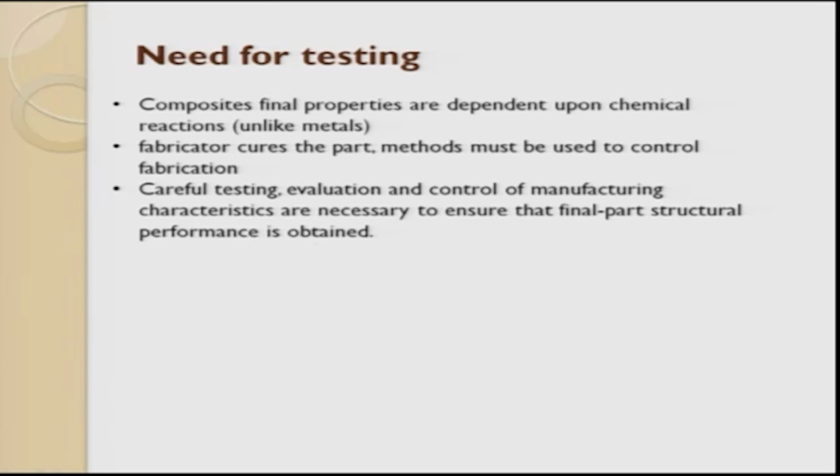Need for testing. The composite materials are dependent upon chemical reaction. Why? Because the polymer is used as a matrix. This matrix, when you add hardener and other ingredients, tries to set. Suppose the matrix is not set properly because of improper additives which you add, and it also has a poor interface, then the outside of the composite might look proper.